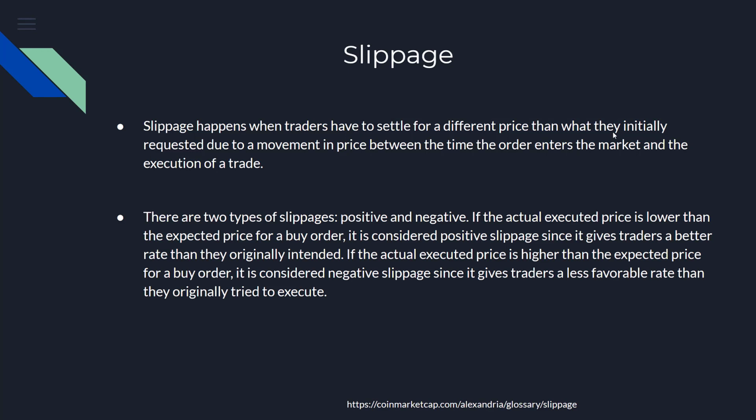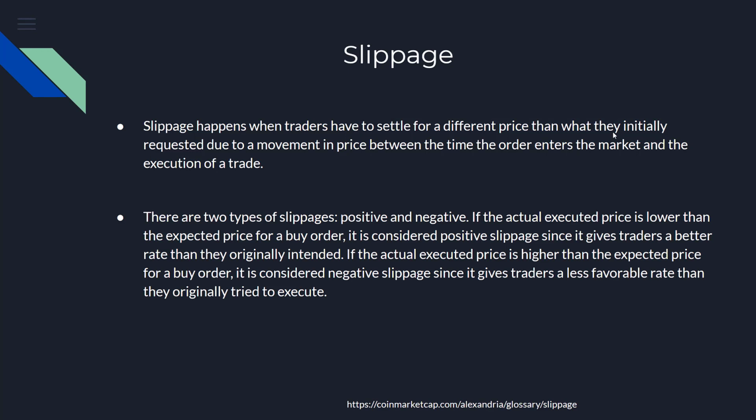Slippage happens when traders have to settle for a different price than they initially requested because of a movement in price in the market. This difference comes because the market price was different at the time the order enters the market and at the execution of the trade. So there are two types of slippage. First is positive and negative.